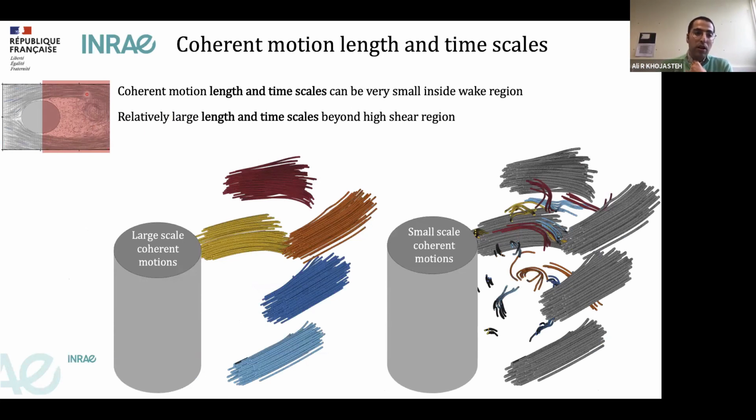Of course, away from the shear, in these two regions, you again have large motions, groups of large coherent motions. But when you go inside the wake region, you have very small displacements and very small length scales. This is more or less what Sean presented today, different time scales. So here you can see inside the wake region, your coherent motion is temporally and spatially shorter than when you are away from it.